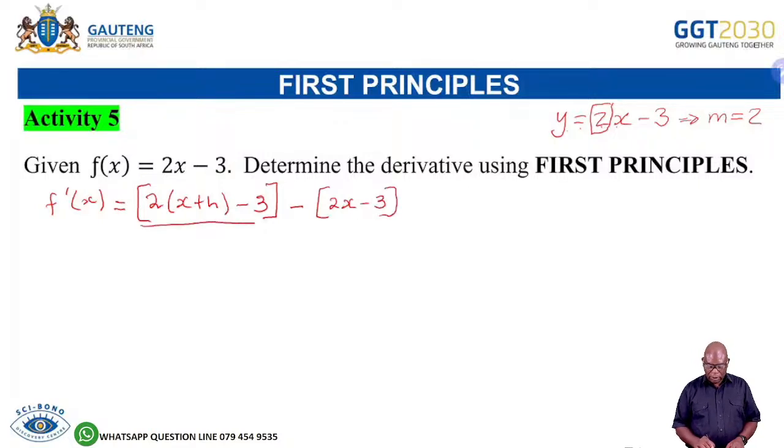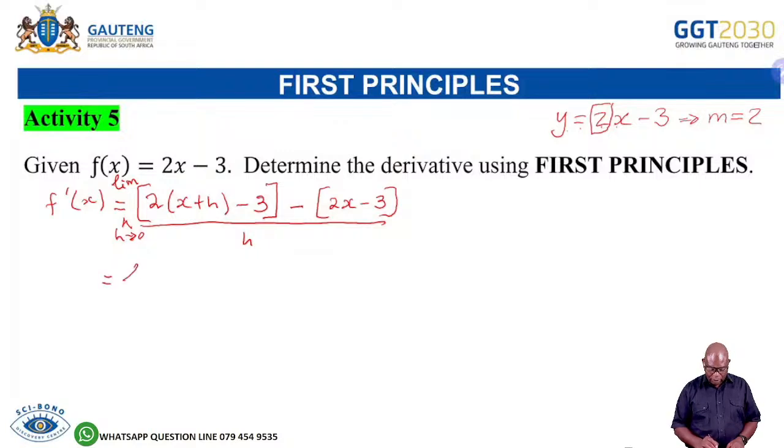And the whole thing is divided by h. What did I miss out now here? You see now, here, what did I miss out? The limit when h is approaching 0. That's very, very, very important. We must write it down.